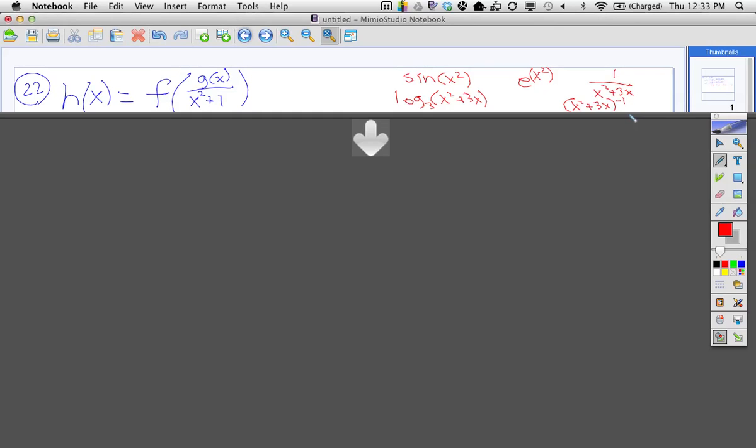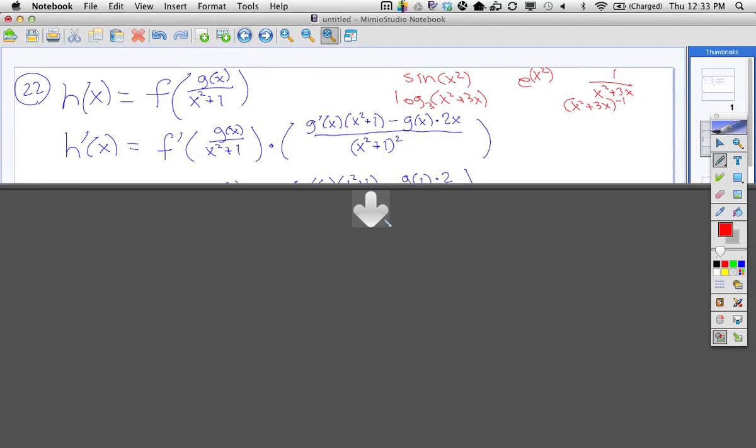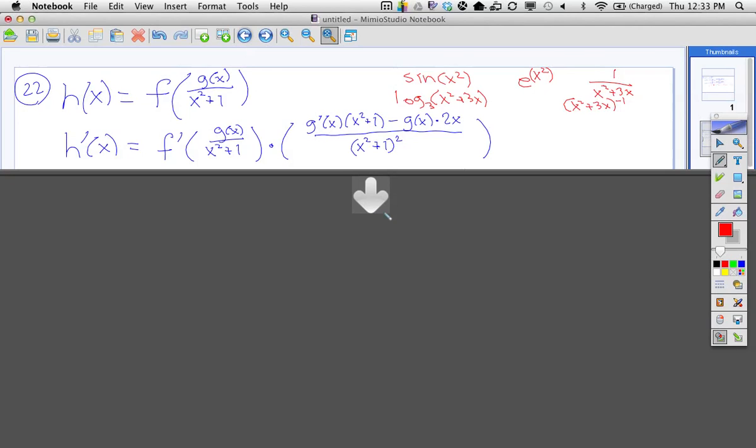All right, so in 22, they ask for what? H prime of 1. Before we can find H prime of 1, we need H prime of x. Very good. There's H prime of x. Now before you start jotting that down, let's talk about this a minute. Chain rule says, when you have stuff on the inside, here's how you do it. You do the derivative of the outer function. The outer function is f.